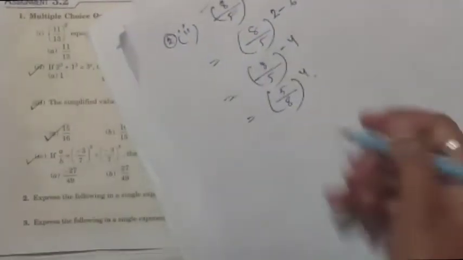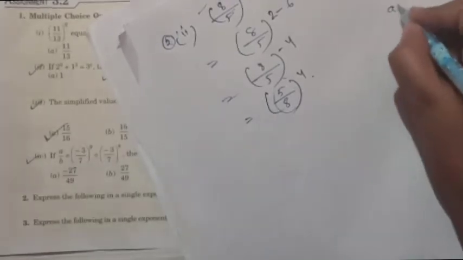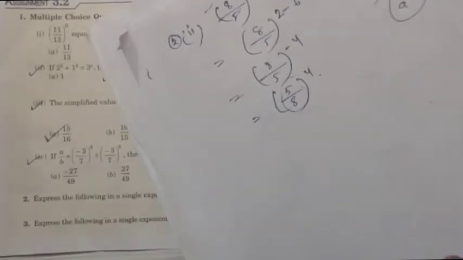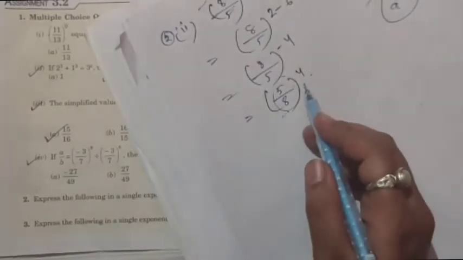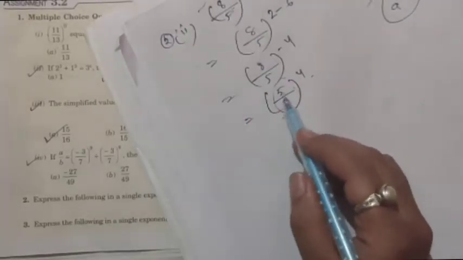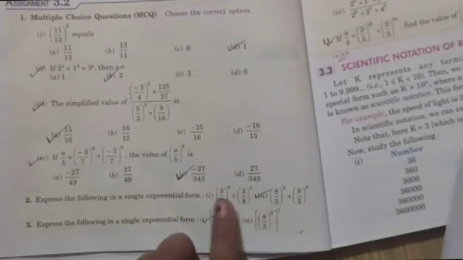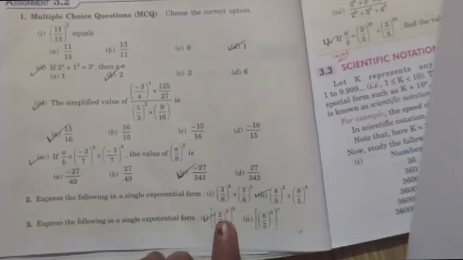So you have to express it in a single exponential form. Single exponential form means a to the power m or x to the power m. We have to express it in this way. So 5 by 8 to the power 4, where a is 5 by 8 and m is 4. Okay, so question number 2.1, I have left this question for you. You will solve this by yourself.